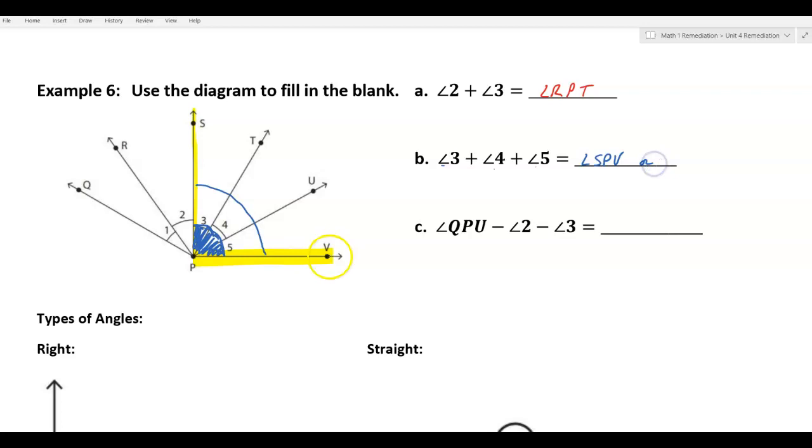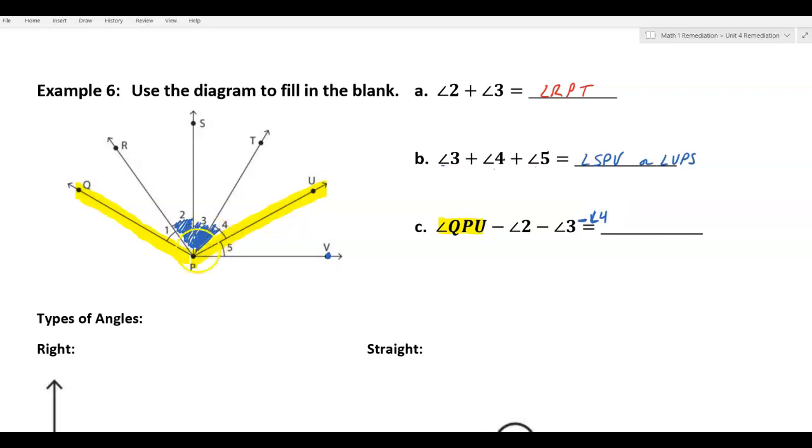Or, again, I can start at V, go to P, and then S. So angle VPS. Now last, if I take angle QPU, and again, guys, trace it, angle Q to P to U. If I subtract angle 2 and angle 3, and I'm going to add in here, subtract angle 4 also, because it doesn't make sense to do the other one.